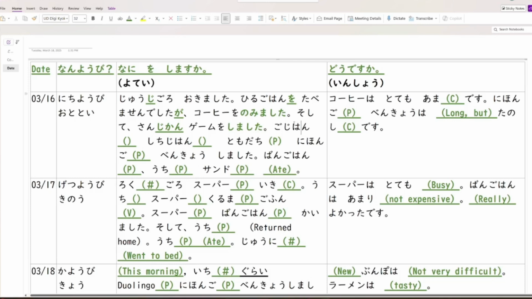Goji han. Blank Chichi jihan blank. Tomodachi, particle. Nihongo, particle. I'm guessing that one's an o probably. Benkyou shimashita. Yeah. So chichi.